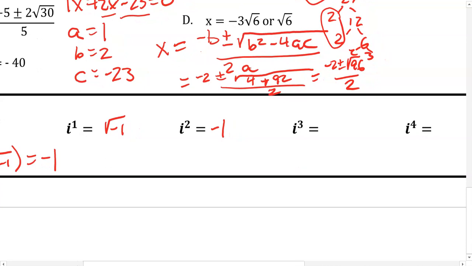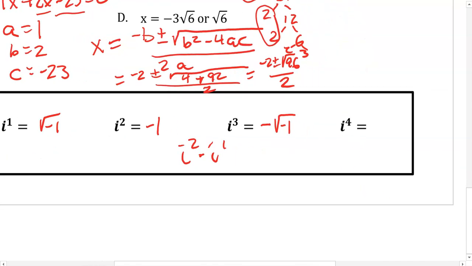i to the third power, well, that would be i squared times i to the first power, which is negative 1 times the square root of negative 1. i to the fourth power would be i squared times itself, or i to the third times i. Whichever way you go about it, it's negative 1 times negative 1, which is positive 1.